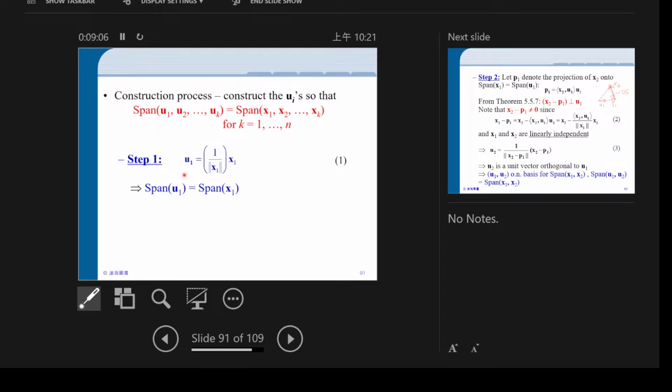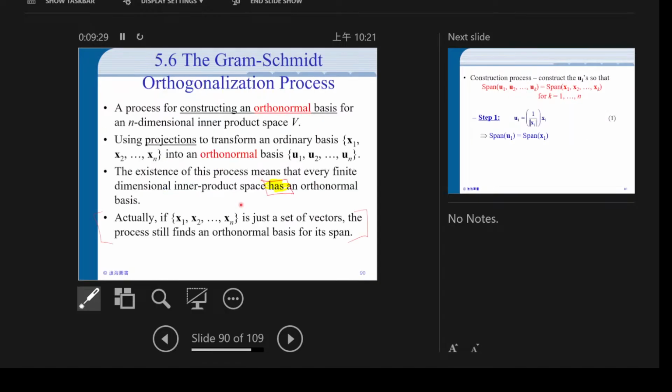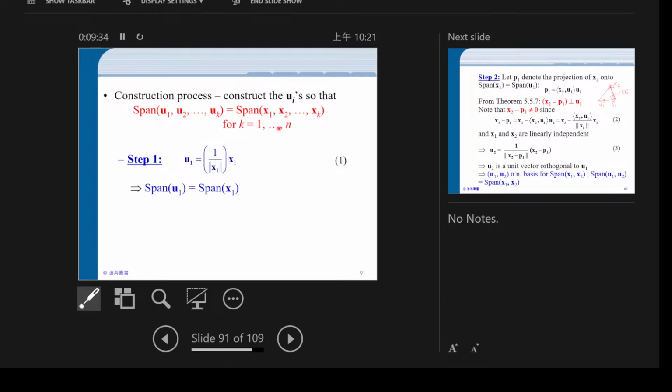So this Gram-Schmidt process is a recursive process. We'll first make a u1 such that the span of u1 is equal to the span of x1. And it's quite obvious because we just take x1 and normalize it. Obviously, the span of u1 will equal the span of x1. And here we use that x1 to xn is a basis, so x1 is a non-zero vector, so you can normalize it. And so we get u1.